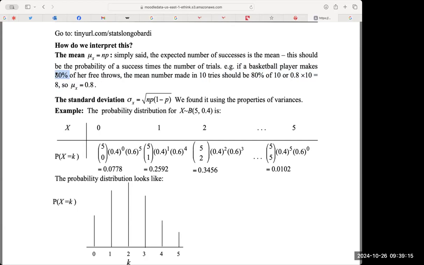on average, so if this is the long run relative frequency, how I explain probability in module 6, then on average, she'll make 8 out of 10. So 8 out of 10 is 8. Or 80%, let's say it that way, of 10 is 8. So that's how you know it's the mean.